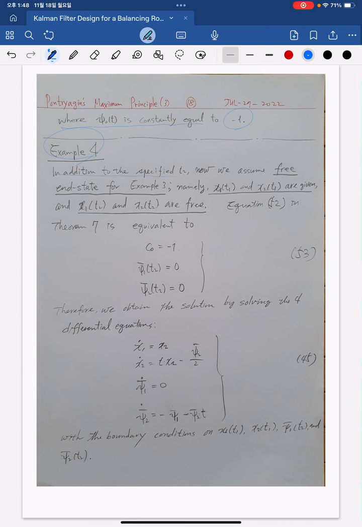Example 4. In addition to the specified t2, now we assume a free end state for example 3, namely x(t1) and x(t2) are given, x1(t2) is free. Equation 52. The transversality theorem gives psi 1(t2) equals 0, psi 2(t2) equals 0. Therefore, we obtain the solution by solving the four different equations with a boundary condition on x(t1) and on t2.